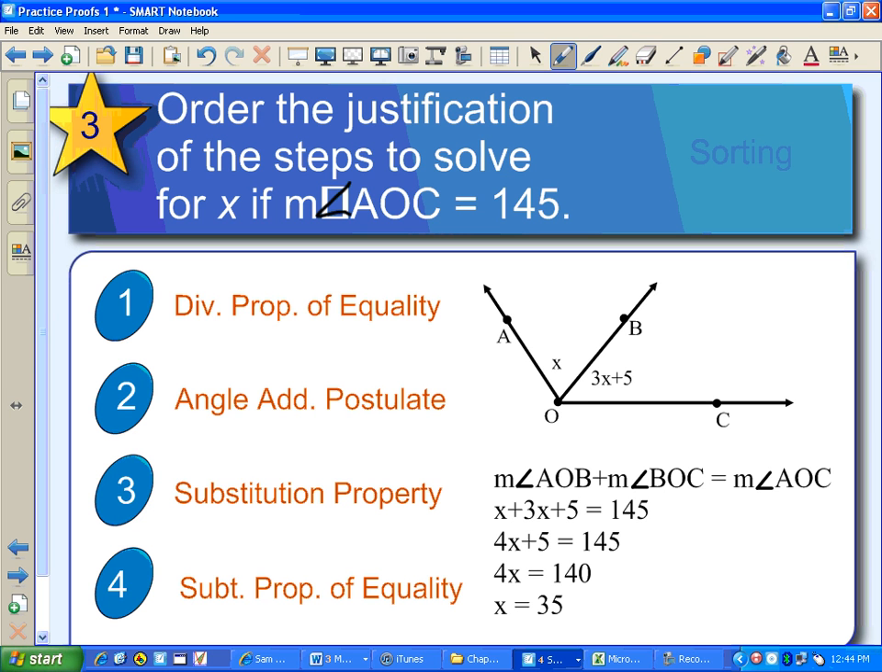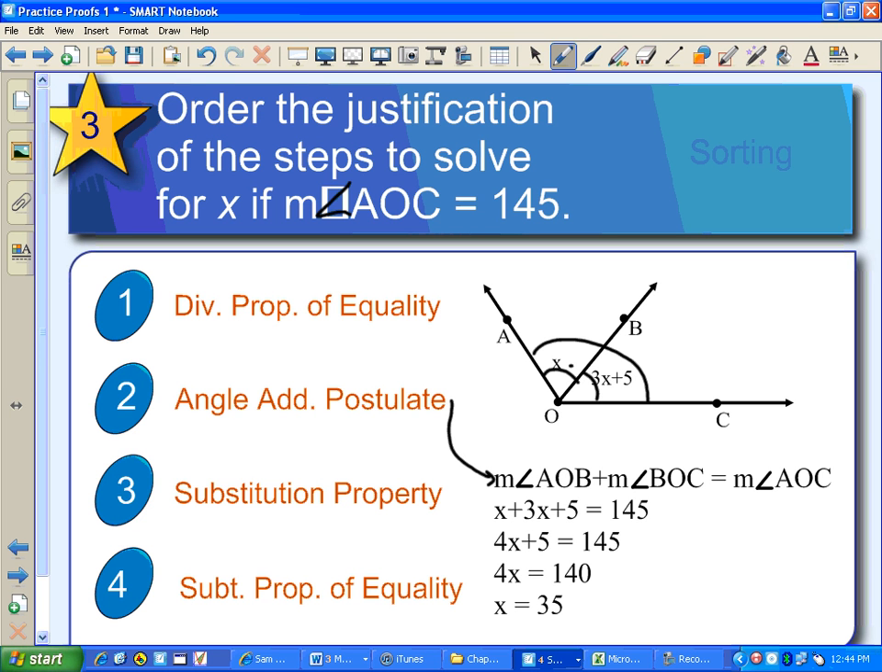Here's my given information, so I'm not going to be able to build off of that. I'm going to be able to use it later. But this first statement says that the measure of AOB, which is this angle here, plus the measure of BOC, which is this one, equals this whole thing. I'm adding two angles together. That is the angle addition postulate.